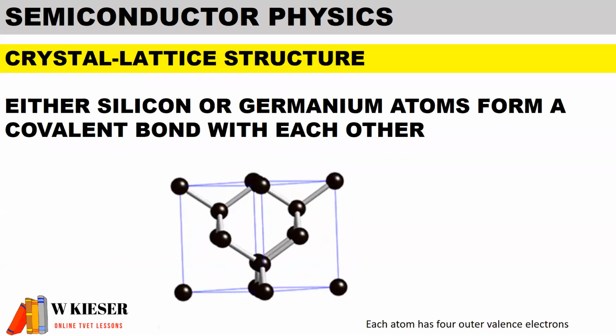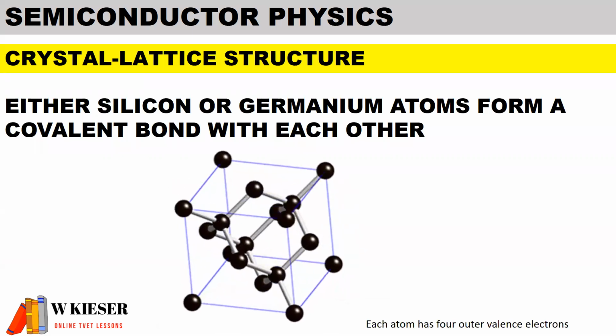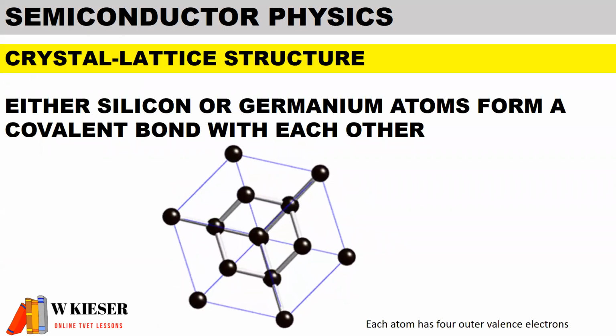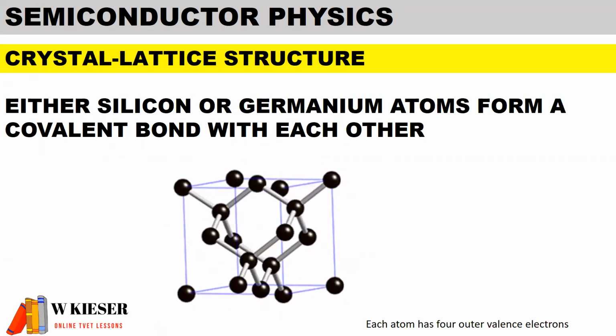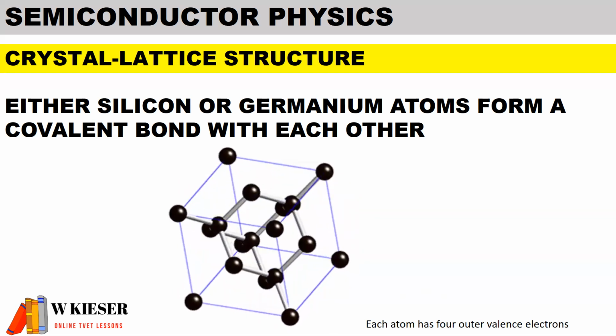For a crystal lattice structure, either silicon or germanium atoms form a covalent bond with each other. In other words, both silicon and germanium have 4 outer valence electrons to form a covalent bond.